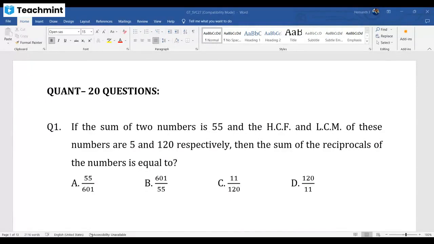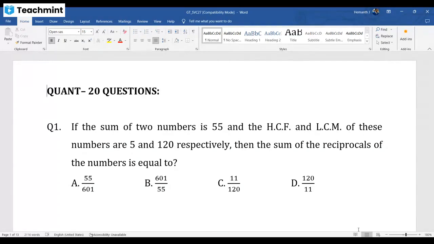Okay, today we'll discuss one set of paper, from Quant and a few sets of questions from Reasoning. So that you people can recall all the different topics, how to solve the questions, all those ideas you will get. See the first question now. So what is this first question?